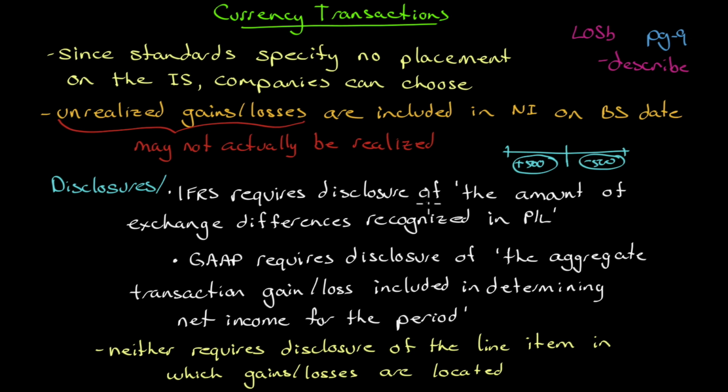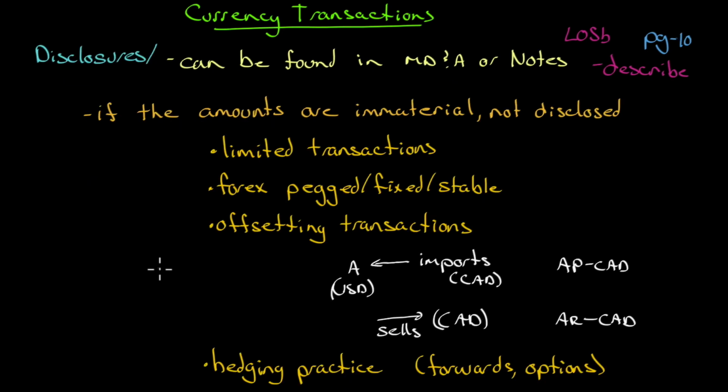Disclosures. IFRS requires disclosure of, quote, the amount of exchange differences recognized in P&L. So you'll get the number. IFRS requires that a company discloses that amount. GAAP requires the disclosure of, quote, the aggregate transaction gain or loss included in determining net income for the period. Different language, same result. They're going to give you the number. Neither requires disclosure of the line item in which the gains or losses are located. That makes it kind of messed up. The disclosures can be found in either the MD&A or, probably more likely, somewhere in the notes.